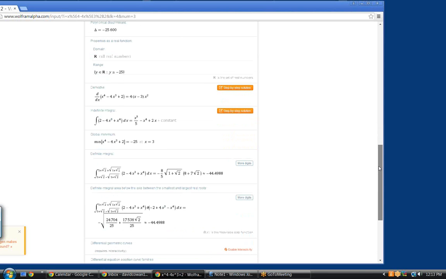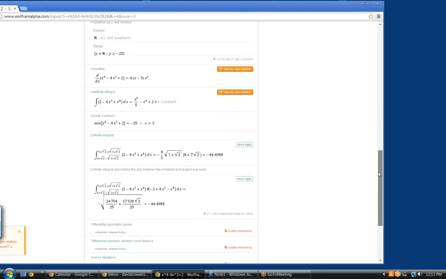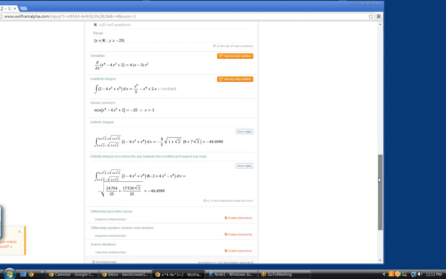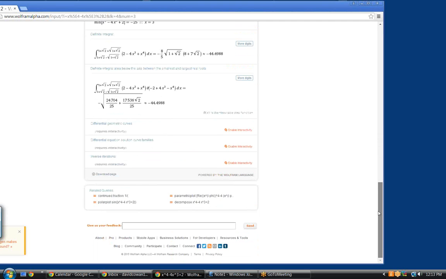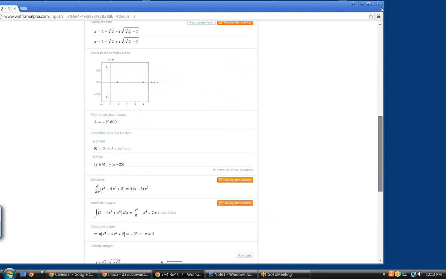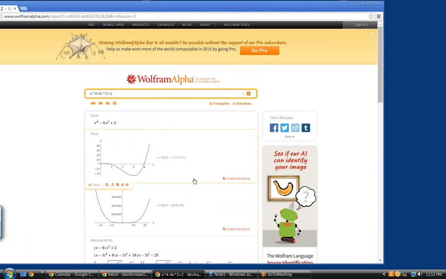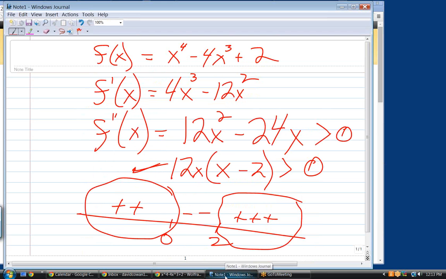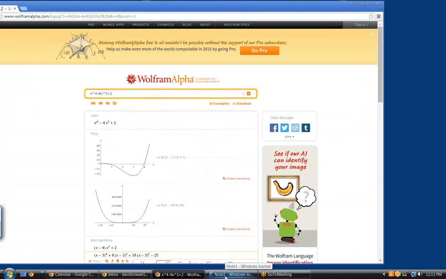They give you the first derivative. They give you the integral. They give you global minimums. Lots of cool stuff. But let's go back and look at the graph. My answer is that it's concave up when x is less than 0 or greater than 2. Well, greater than 2, we can see it is indeed concave up.